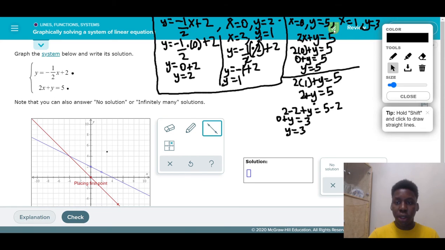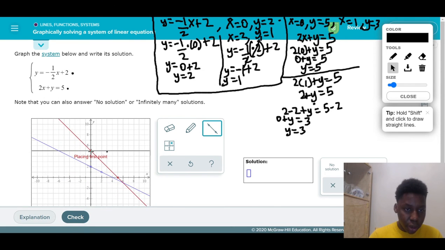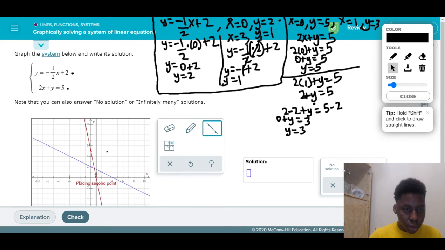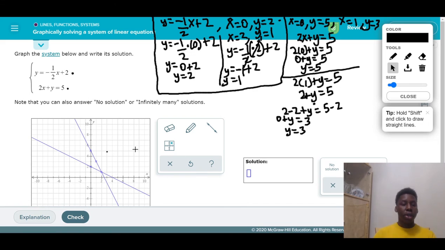So let's look at the second equation, which is this. When x is 0 in this one, y is 5, right? So when x is 0 here, y is 5. So we got that. Now the second one, when x is 1, y equals 3. So when x is 1, y equals 3 right over here. So we already got the points covered, right?